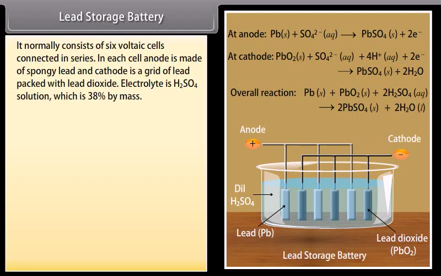Lead storage battery. It normally consists of 6 voltaic cells connected in series. In each cell, the anode is made of spongy lead and the cathode is a grid of lead packed with lead dioxide. The electrolyte is H2SO4 solution, which is 38% by mass.